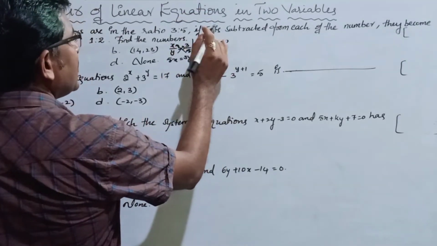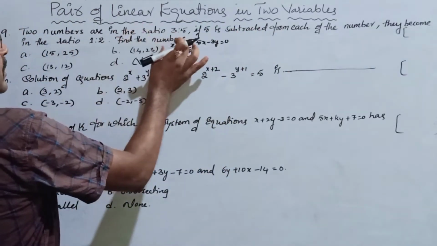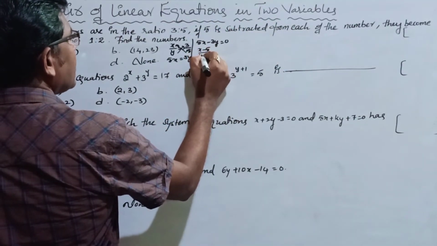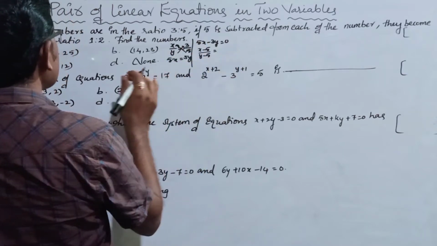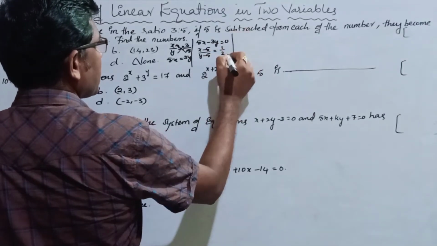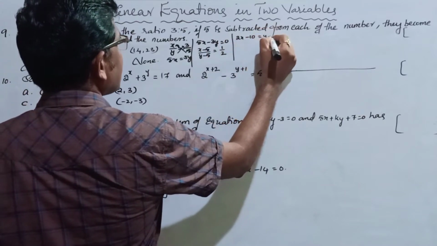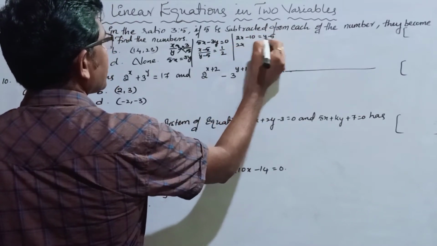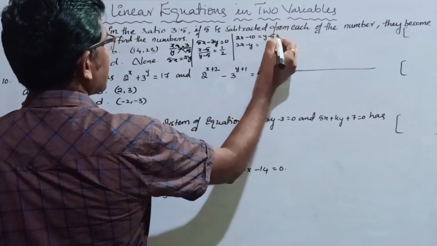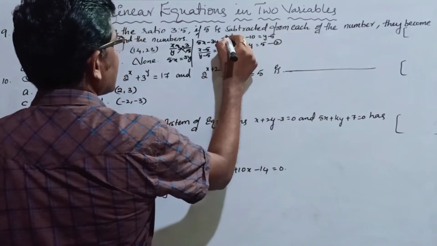Then next, similarly, if 5 is subtracted from each number, then x minus 5 by y minus 5, the ratio becomes equal to 1:2. That means 1/2. Cross multiplication, 2x minus 10 is equal to y minus 5. So 2x minus y is equal to minus 10. Transposing to the other side, plus 10 minus 5. Equation 2. This is equation 1.